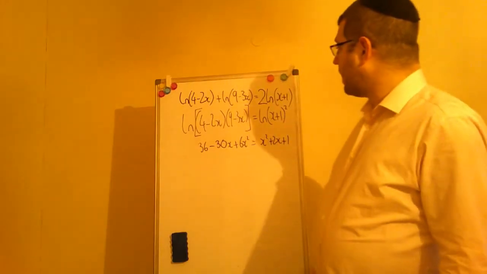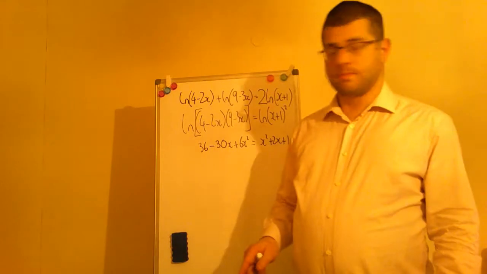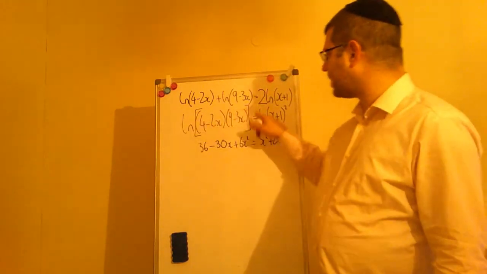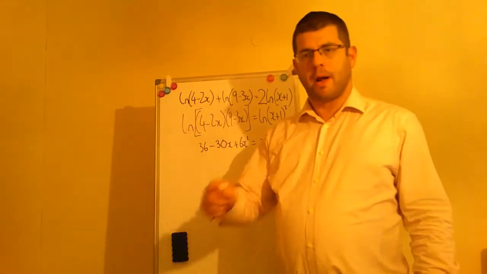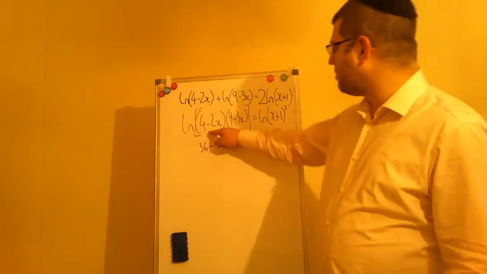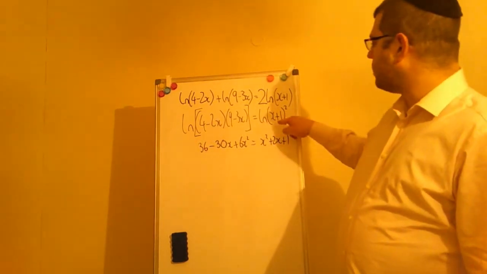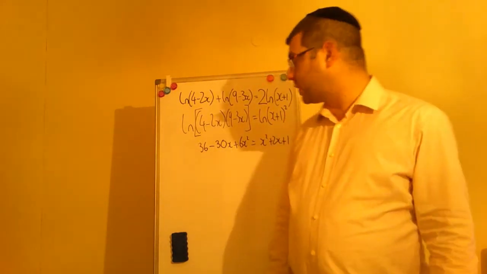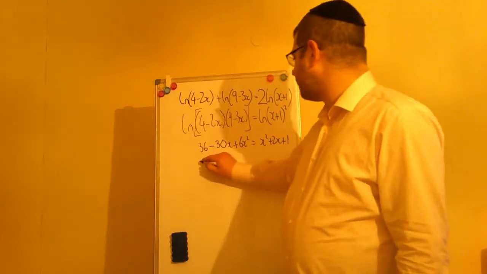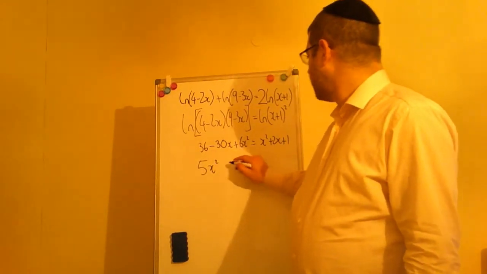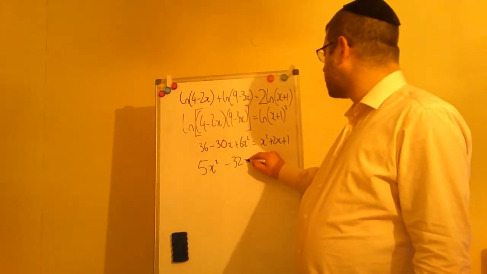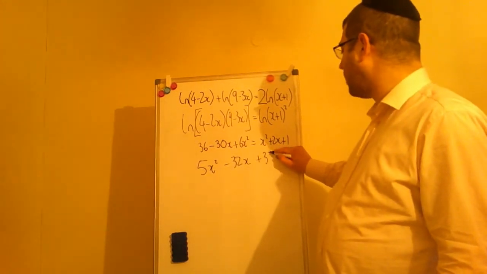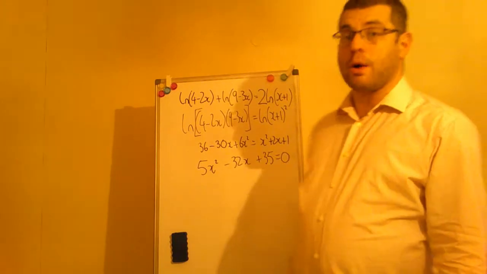So, if you cancel the lns, again, you can only do that if it's ln of something equals ln of something. If there's numbers on the outside, you've got to take care of them by bringing them up. But in this case, we can. If you multiply that out, you get this. If you multiply x plus 1 squared, you get that, and now we have a nice quadratic to solve. So bring that across, you get 5x squared. Bring that across, you get minus 32x. The 36 will go down to plus 35. And now we solve that quadratic.